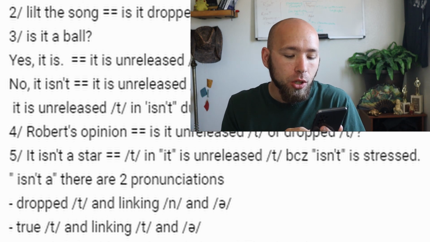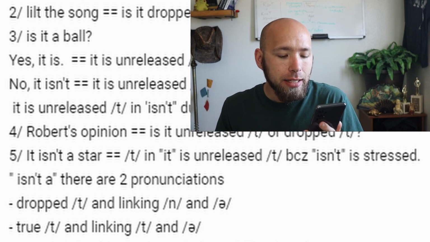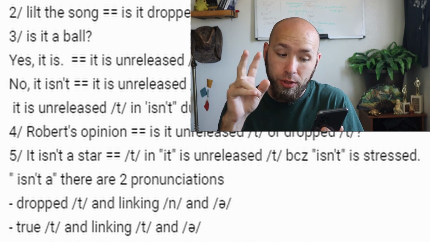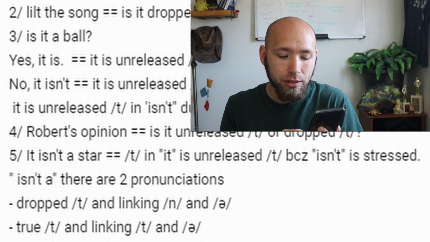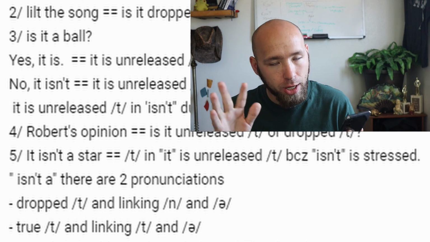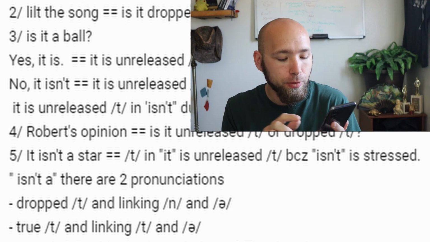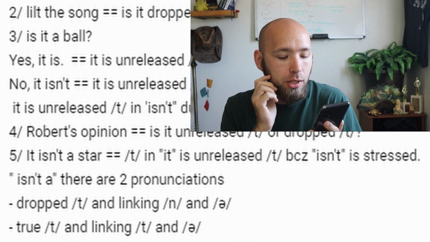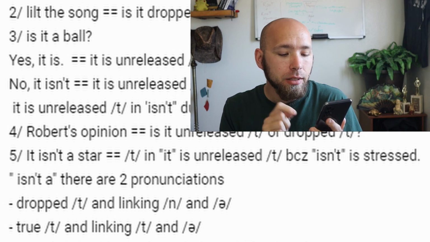Okay, so first question here: the T in "it isn't" is unreleased because "isn't" is stressed. Okay, again, it doesn't really matter about the stress. That can have an effect, but that's usually not going to be the thing. So in "it isn't," again, I could say "it isn't." I could clearly enunciate that T if I wanted to, or if I had a special reason, but normally it's not going to do that.